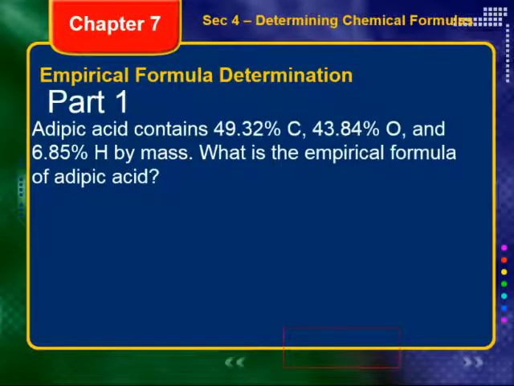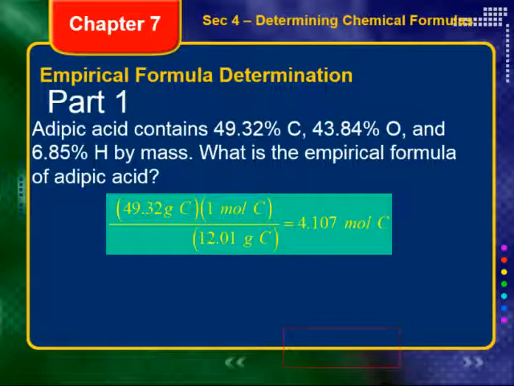All right, so part 1. So we have a particular type of acid, adipic acid, and that contains 49.32% carbon, 43.84% oxygen, and 6.85% hydrogen by mass. Okay, again, percent composition. What is the empirical formula of adipic acid?